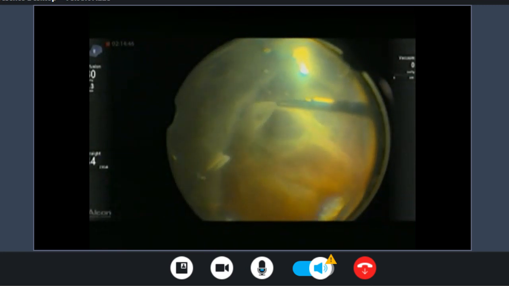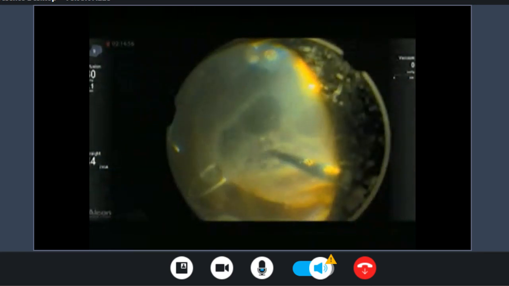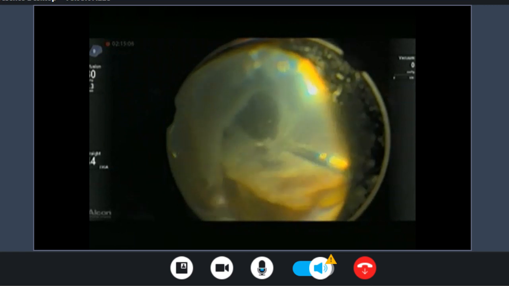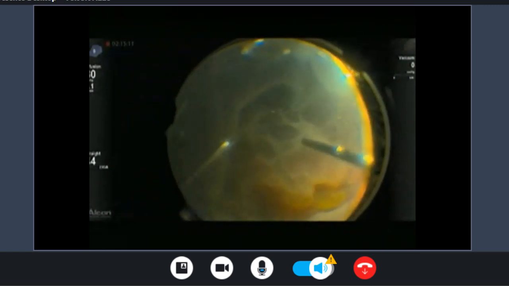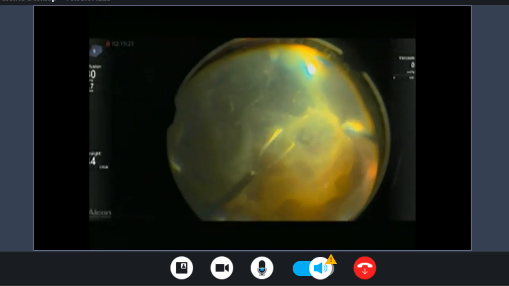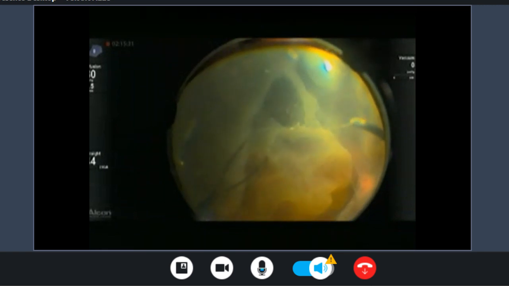meticulously remove it. This is a technique that I sometimes use when I use bimanual forceps with a chandelier light in order to peel the membranes. When you have two forceps together, you have a pressure-counter pressure, traction-counter traction effect with the two forceps.